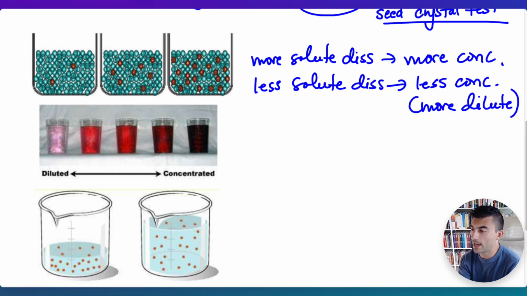For solutions that have a color to them, we can see the concentration easily and changes in concentration by looking at how the color changes. So in this example, this looks like some red food dye in water.